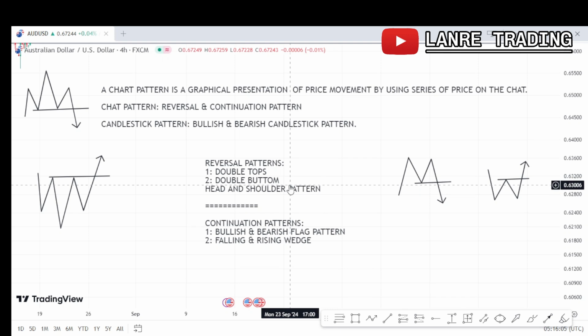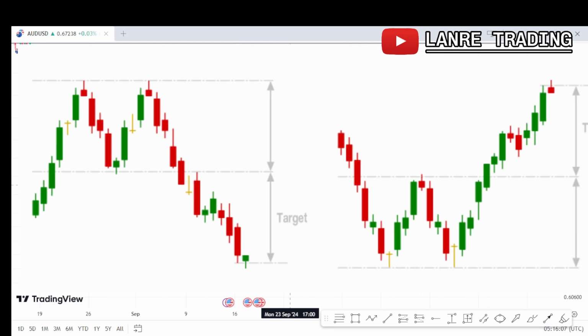And this is what it looks like on the chart. On the left side of the screen, you can see the double top pattern, and on the right side of the screen you can see the double bottom pattern. These two patterns are used to take positions in the market, and they send a signal to you that the price wants to reverse. So I'll be moving on to the next one, which is the head and shoulders pattern.